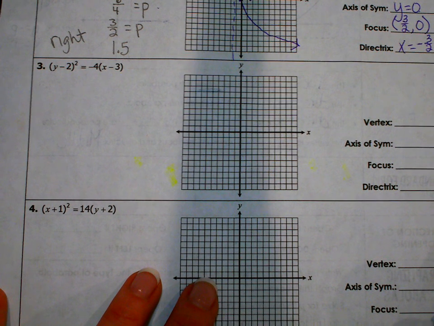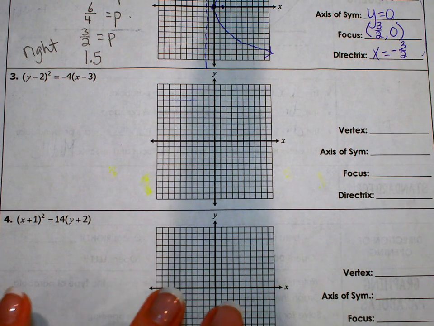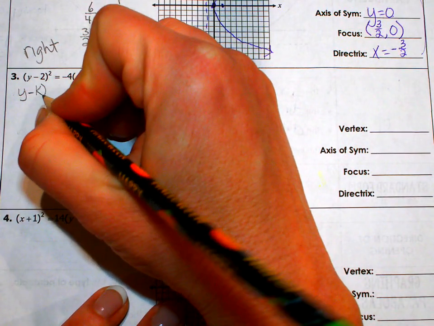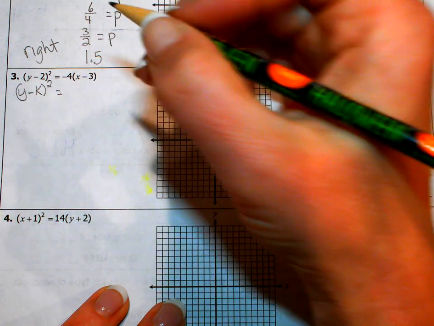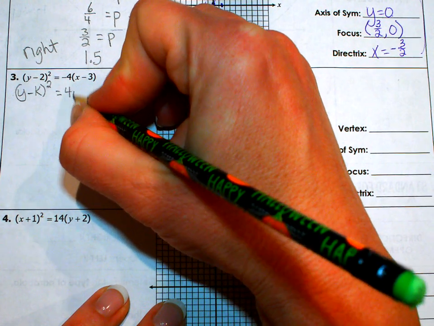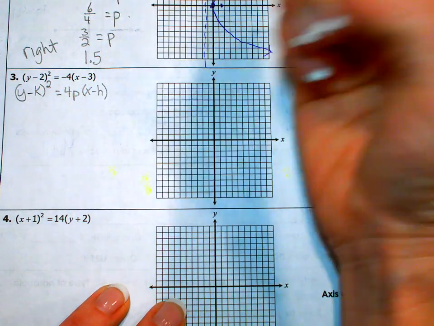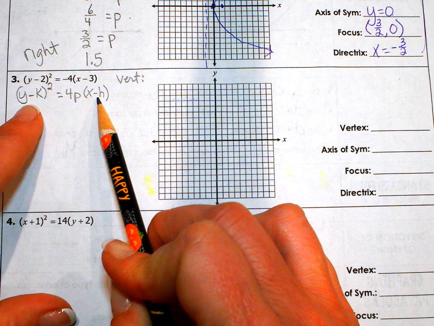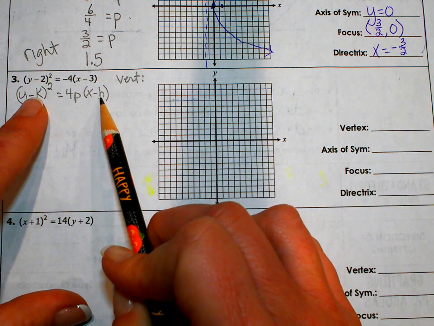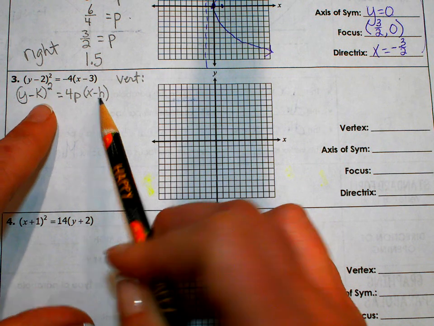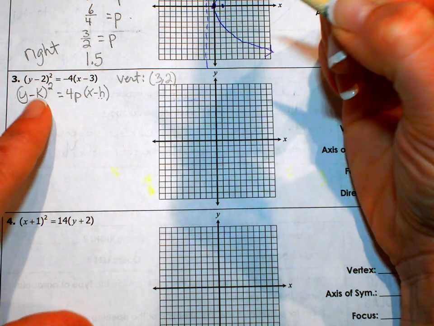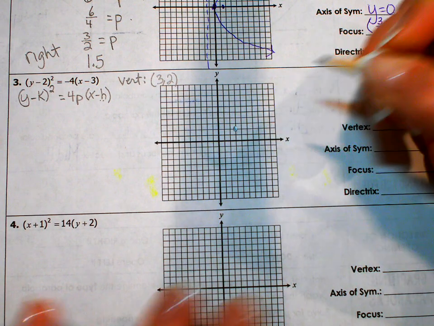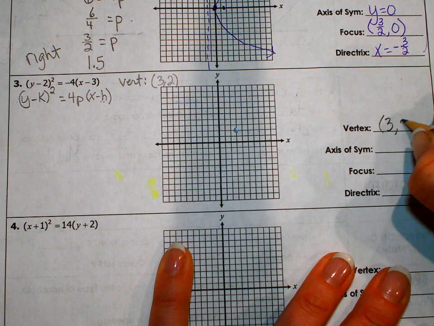All right, now I have an h, k for numbers 3 and 4. So that's good. So here's the formula that I need. Y minus k squared equals 4p times x minus h. Okay, my vertex is what? h, k. H is opposite signs, remember? Positive 3, positive 2. So that means that I could just plot that now if I wanted to. Just keep that in the side of my brain, that's my vertex.